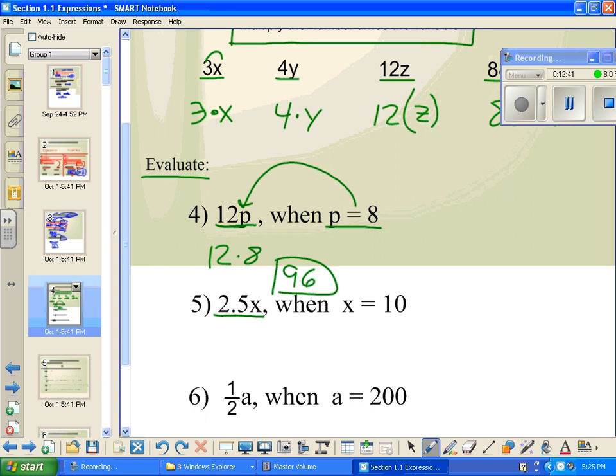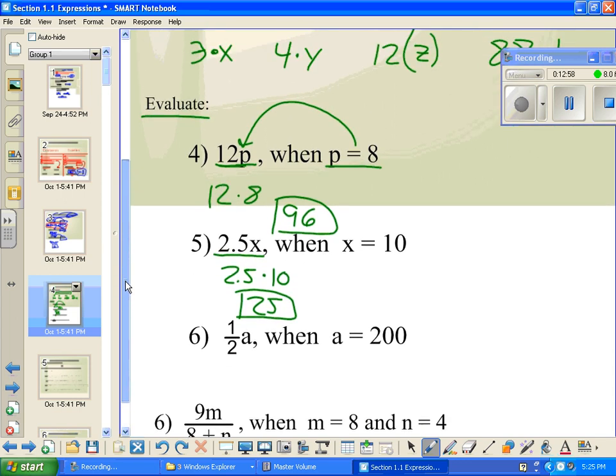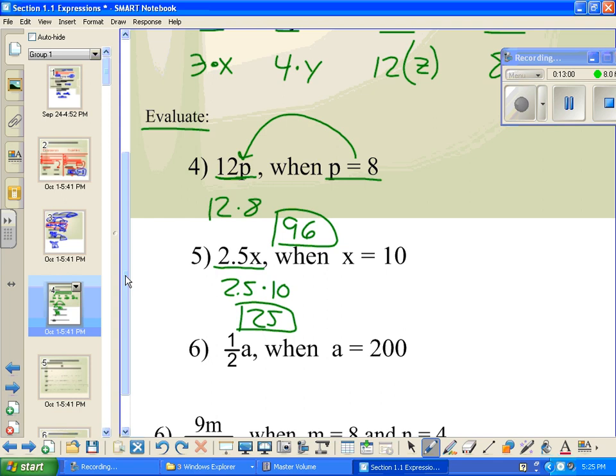2.5x when x equals 10. When you rewrite this, I want you to rewrite then 2.5, and this means times 10. This means multiply. So when I plug 10 in there, that's what it looks like. 2.5 times 10 gives me 25. Okay. This last one, even if you're multiplying by a fraction, okay, 1/2 a when a equals 200.